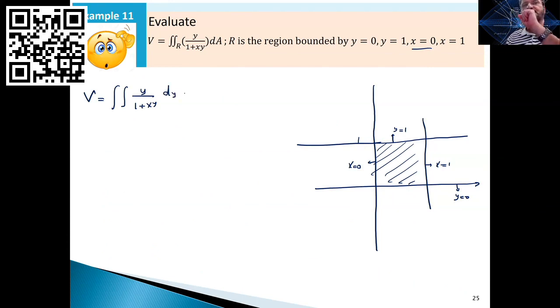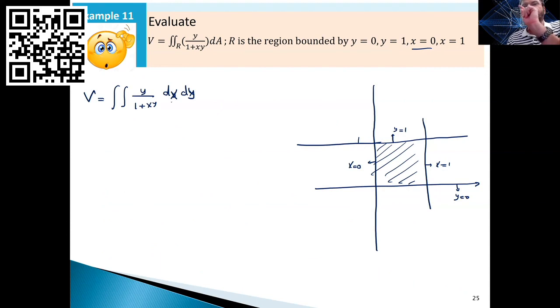If I say dy dx, can we integrate this one with respect to y? Maybe we can, but it's really long. But if I integrate with respect to x, look what's going to happen. The derivative of the denominator with respect to x is what? Isn't it y, which is on the top? So I'm going to start with dx and then dy. Why is that? Because it's easier to integrate this way.